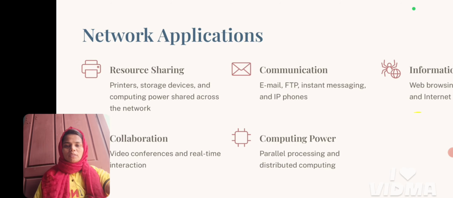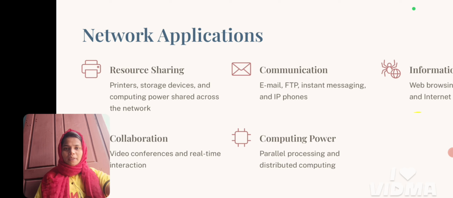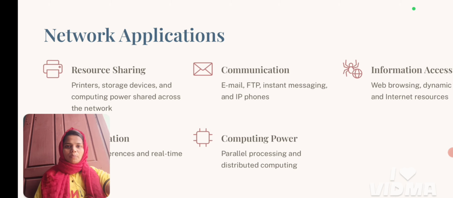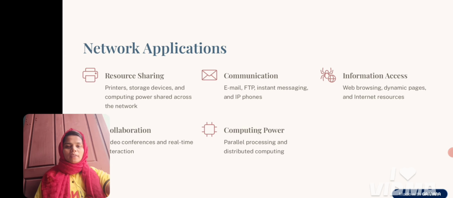Okay, first, resource sharing means printers, storage devices, and computer power are shared across the network. I already told that if I want to take a print, I need to enable the connection between my device and the printer. That is called resource sharing. Then if I have large data in my mobile and I don't have more space, then I am using storage devices for my secondary storage. That is also resource sharing. Then the computer power share. If I have a more powerful system and I can share that computer with others, that is called computer power, and this is also coming under the resource sharing section.